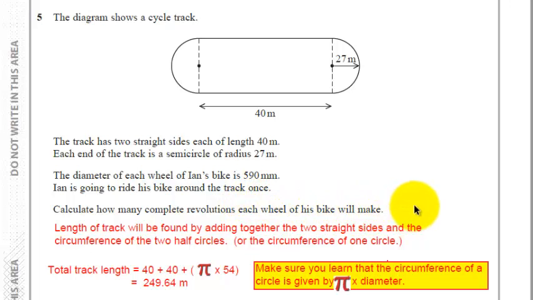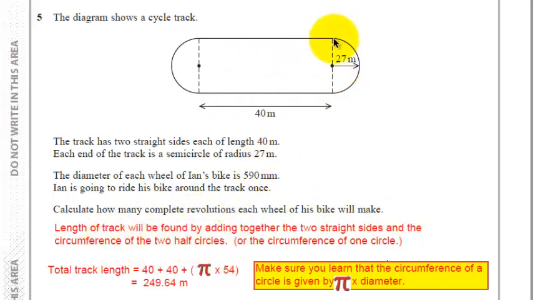Now, there's a lot of information in this question and a couple of different ways of doing it, but whichever way you do it, you are still going to have to know how to calculate the circumference of circles. So to start, I decided to calculate the length of the track. It will be worked out by adding together the two straight sides, so 40 plus 40, and the circumference of the two half circles at the end.